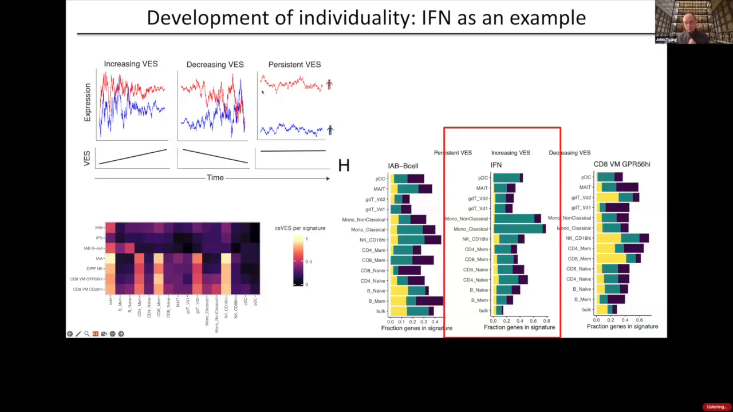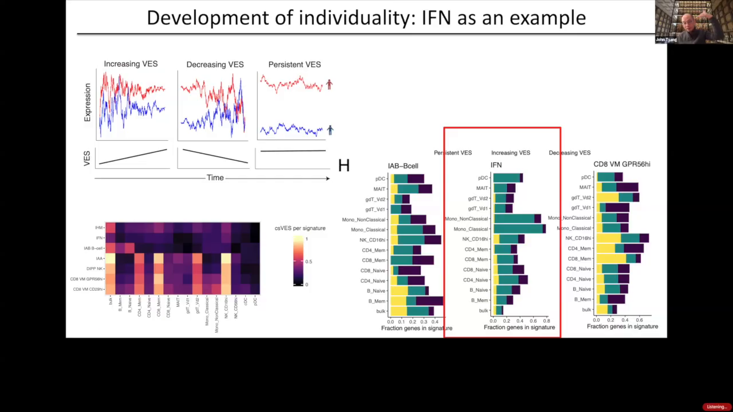The ones I've shown you so far typically exhibit what we call persistent signals. Over time, they maintain their differences. While they fluctuate, those fluctuations are small compared to the differences, right? We were surprised to see this pattern over multiple years, to be honest, in the kids. So here we tried to understand where we find these increasing and decreasing VES, and we found that interferon is a good example.